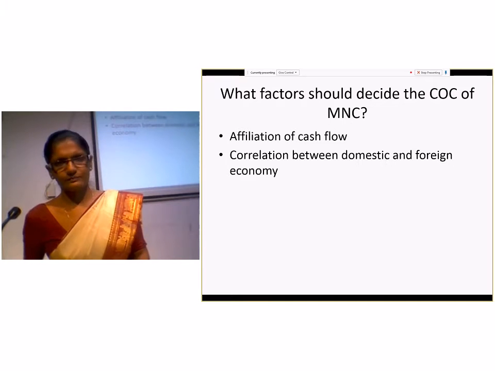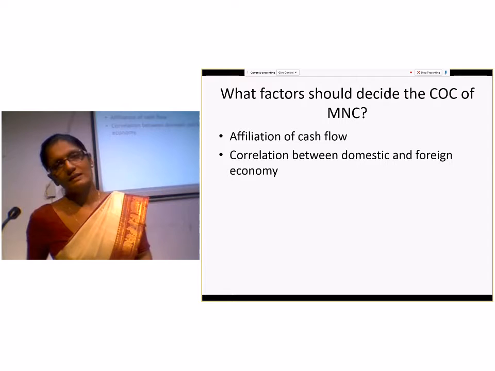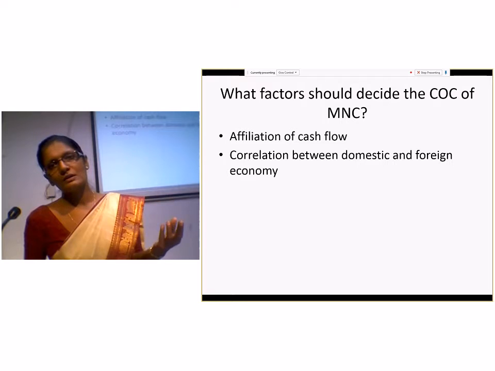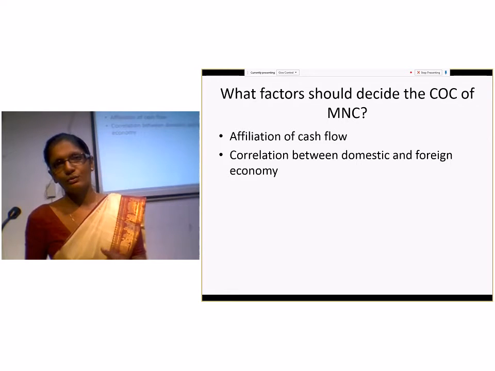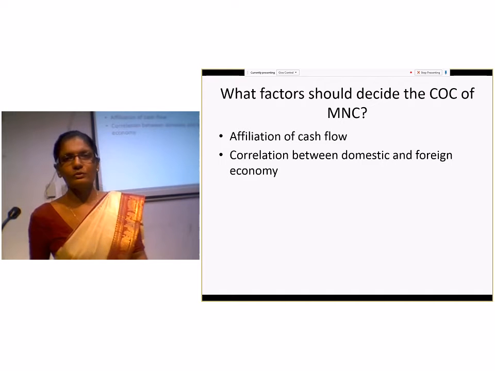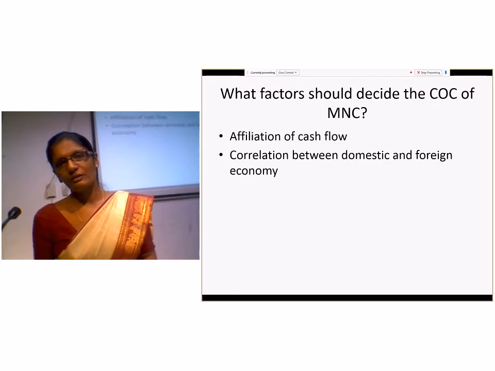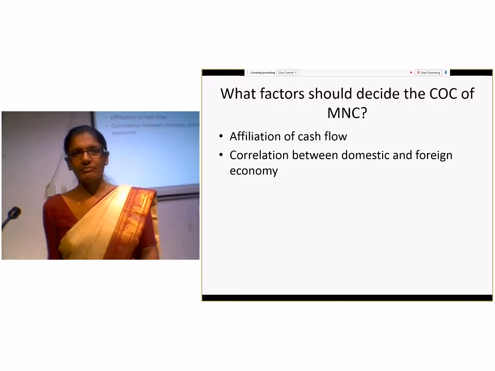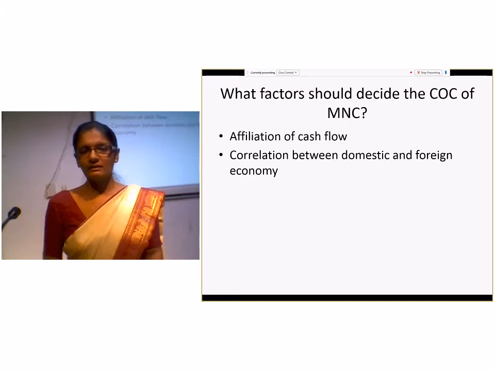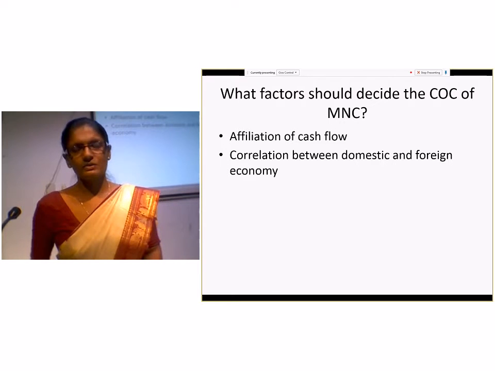And for the multinational firm, they can go for international diversification. Through that, they can find low-cost sources to finance their assets, right? Therefore, we can assume that as they have more opportunities to diversify, the cost of capital of the multinational firm would be different, maybe lower, maybe higher than the domestic firm's cost of capital.